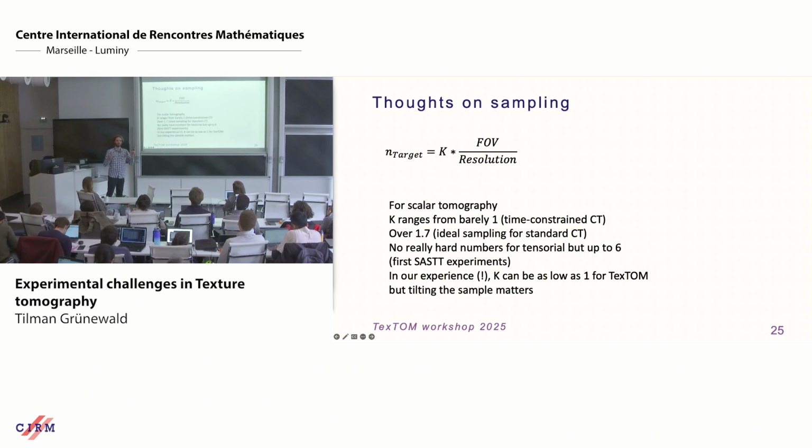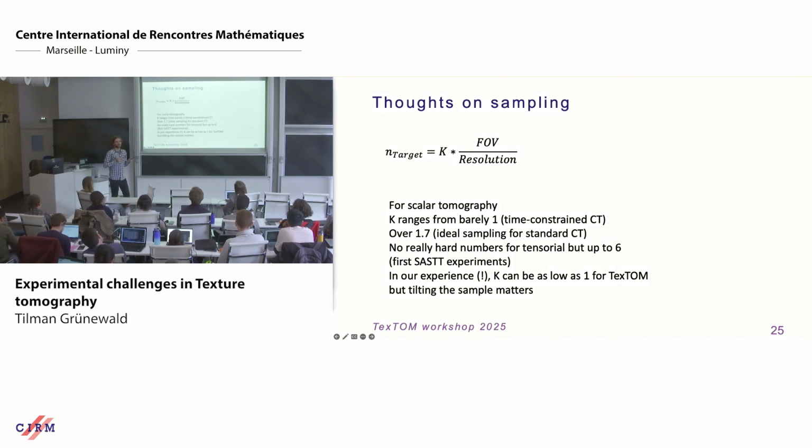When it comes to sampling, so now we have our sample, everything is nice and tidy. How many angles do you take? I mean, this is always the 2 in the morning question. How do we actually distribute our angles? If you look at the classic Shannon-Nyquist for scalar tomography, you should have this 1.7 over 180 degrees.